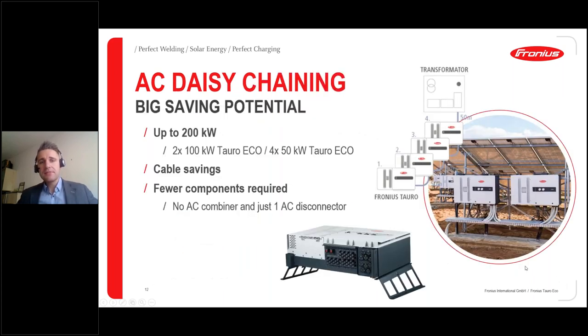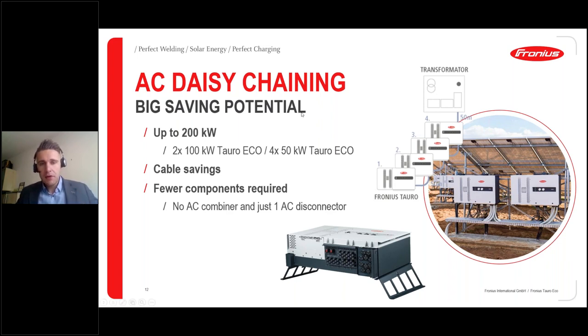Here it is already. So you see here this AC-DC chaining function we have got in our Fronius Tauro inverter. So that's a completely new thing when it comes to this AC cabling. What's the intention about it? So you can interconnect multiple Tauro inverters on the AC side, as you can see here on the drawing. The maximum possible kilowatts AC output power, which you can interconnect, is 200 kilowatt. That would be in total two times the 100 kilowatt Tauro Eco, or four times the 50 kilowatt Tauro Eco, or a mixture, for example, two times the 50 kilowatt and one times the 100 kilowatt device would also be possible.